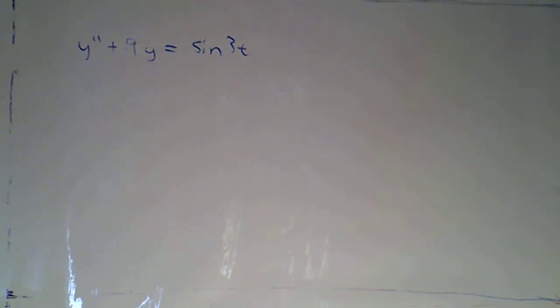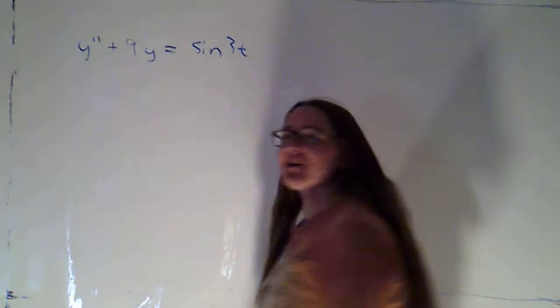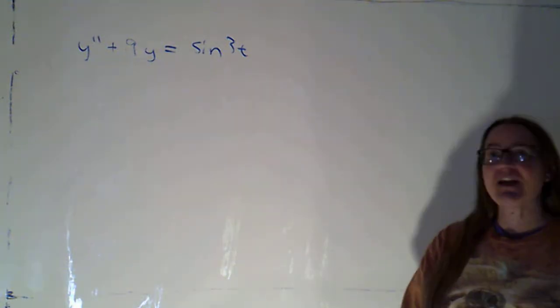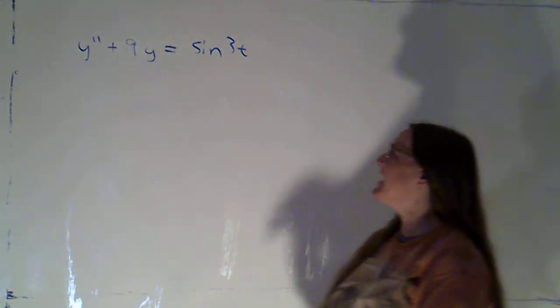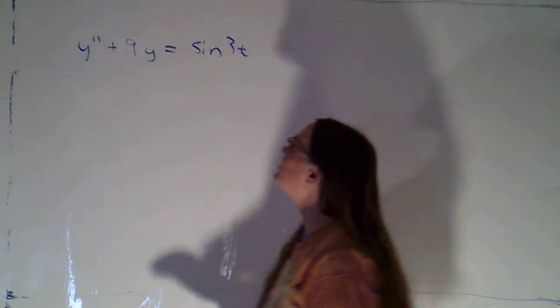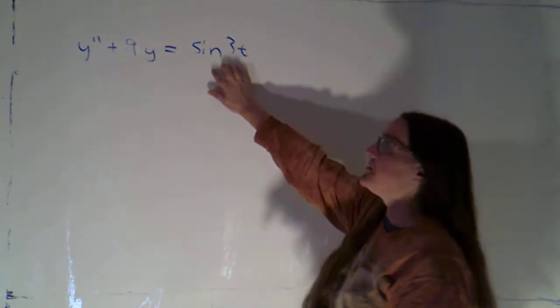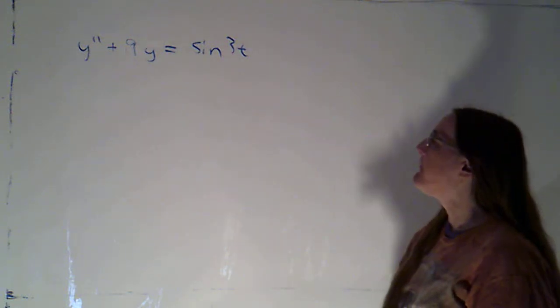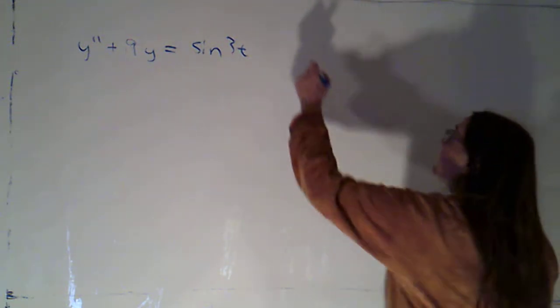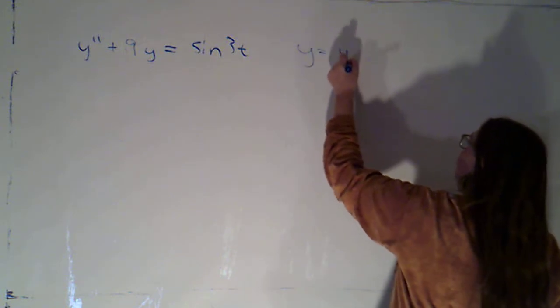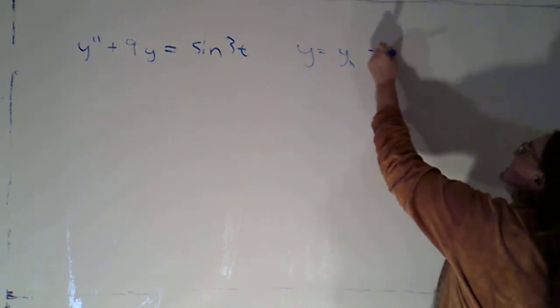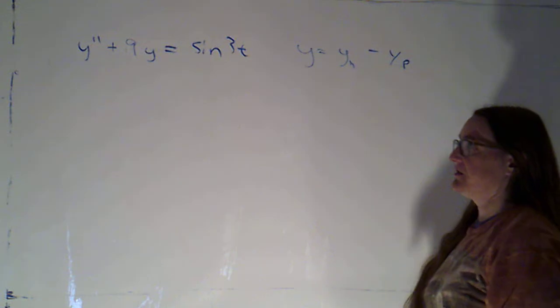Okay, so I've got another differential equation on the board. Surprise, surprise, it corresponds to an undamped yet forced harmonic oscillator. Okay, undamped because there's no y prime term, forced because this is not homogeneous. That's not zero, so this is the forcing function that we're applying. Okay, so I know my solution is going to be a solution to the associated homogeneous plus a particular solution.